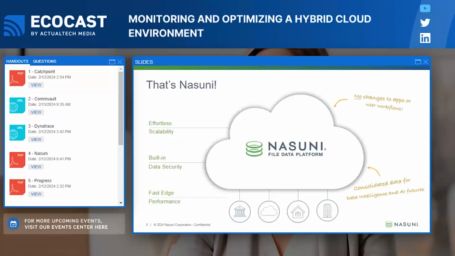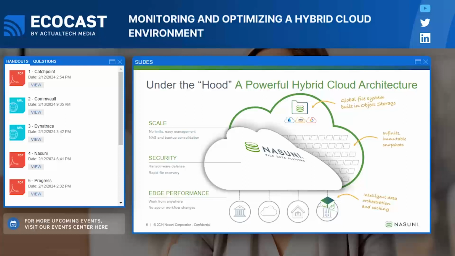And with Nasuni, we provide that because our file data platform is built so that it can be scalable. It's built in with data security. I'll talk about that a little bit more. But it's also designed to have performance at the edge while being able to consolidate data into a core. I'll talk about that a little bit more as well. Inside of us, we've got the scale of a no limits, easy to manage object storage.